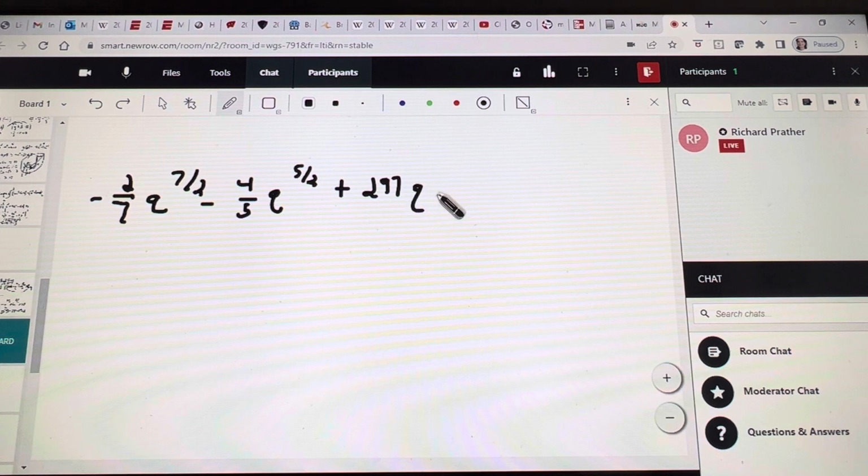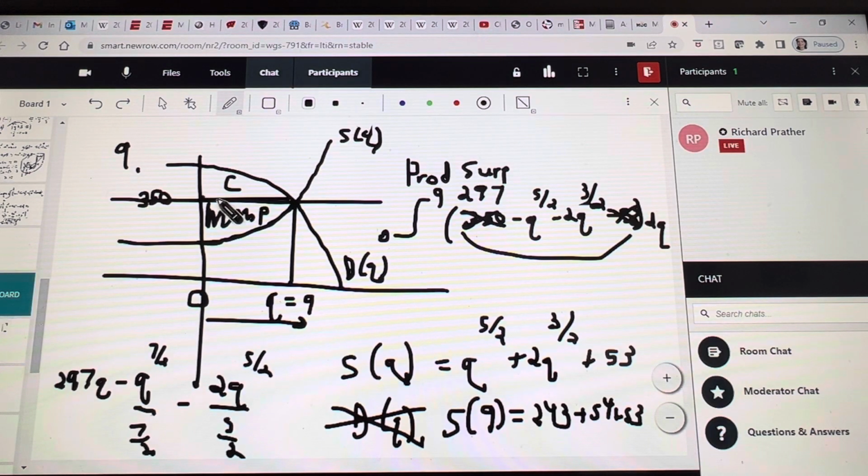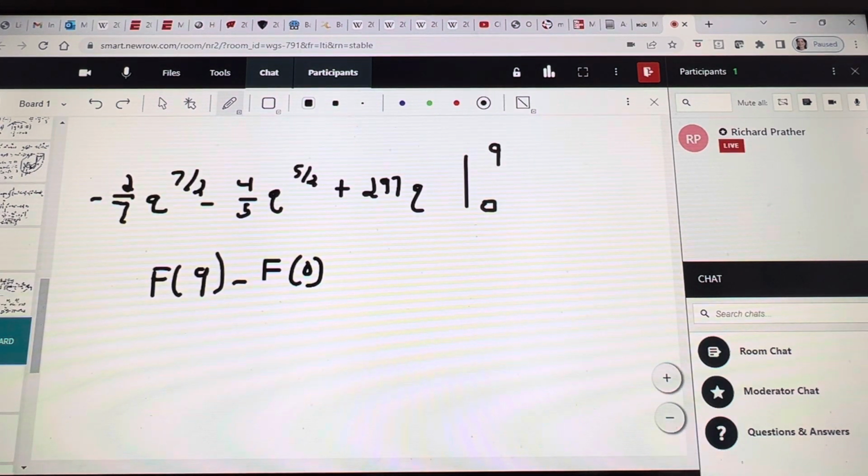That's the antiderivative, and we're doing it from 0 to 9. So big F of 9 minus big F of 0. And I only have one integral to do. I don't have to break this in pieces because the horizontal was entirely above the curve from 0 to 9. So that's why it really helps to see a graph to know what's going on. That's what I messed up on that previous problem because I didn't pay attention to the graph close enough.